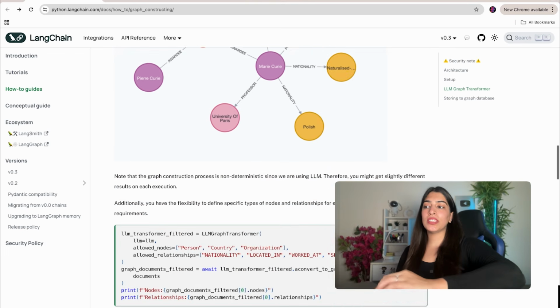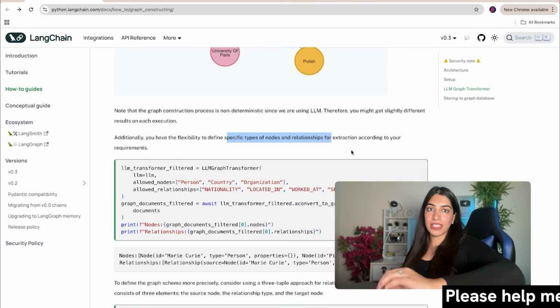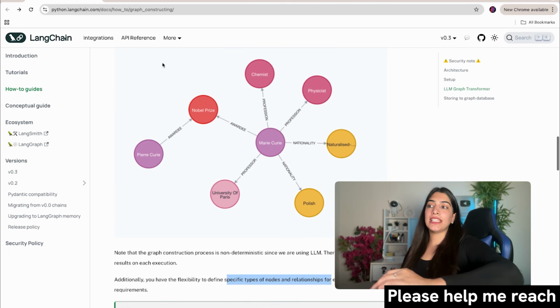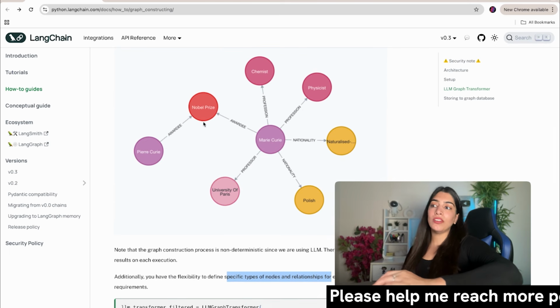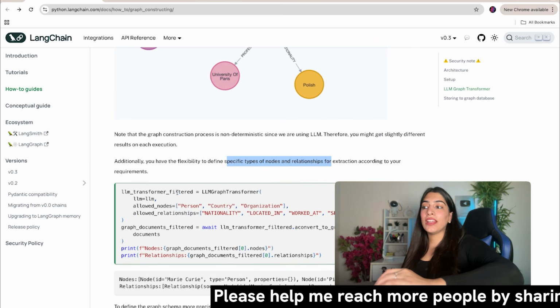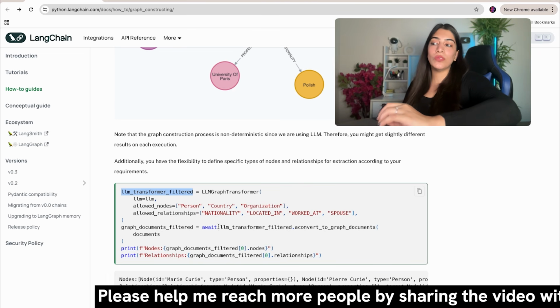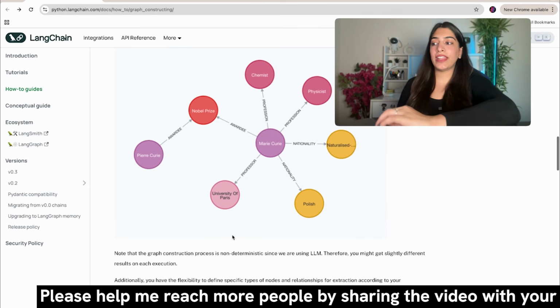Next, in the documentation, they have given that we can also define specific types of nodes and relationships for extraction. So suppose instead of this entire graph, I want to see only a few types of nodes and a few types of relationships, then I can have a filtered LLM transformer that allows only these nodes and only these relationships. So let's try that out also.